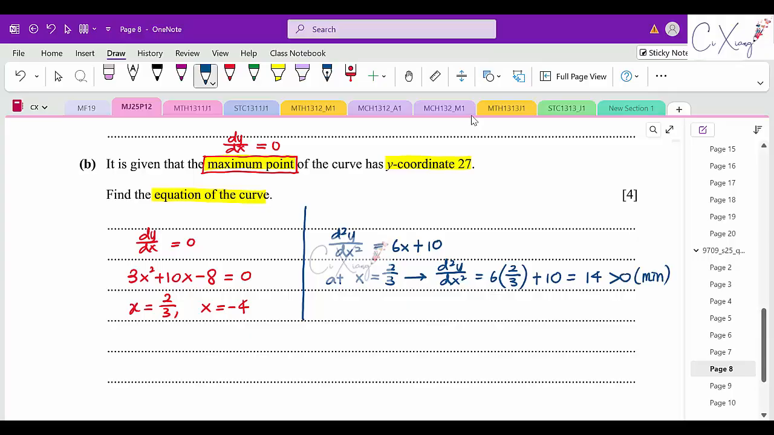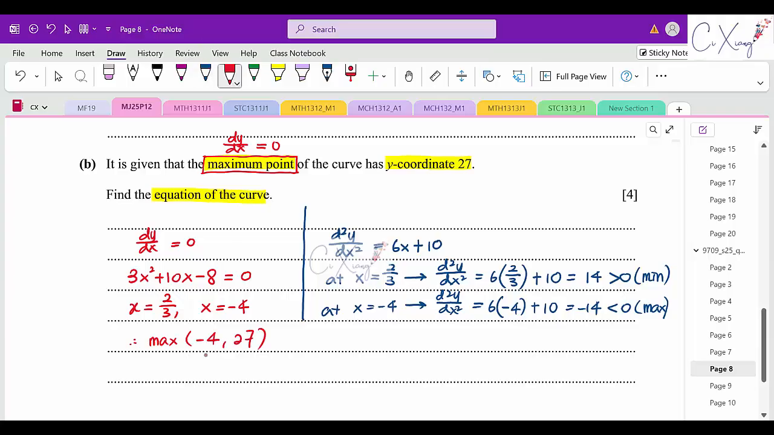So greater than 0 means that this is a minimum point. Then at x equals to negative 4, if you substitute inside, your d square y dx square will be 6 multiplied with negative 4, then plus 10. By right, you'll be having negative 14, which is a negative value smaller than 0. And when you're having d square y dx square smaller than 0, that means this is a maximum point. So from here, you know that the maximum point is having the coordinate of negative 4 and also 27.